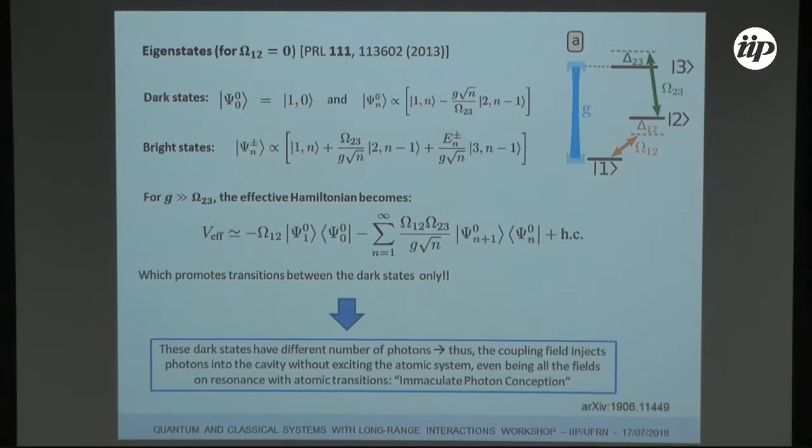Another guy told me, well, but we can do this always, because if you drive a system off resonantly, we can also do this. But the difference here is we are always on resonance. All the fields are on resonance. And what is behind this process is a completely interference process due to the EIT interference. Of course, we can excite systems, we can inject photons, as in parametric down conversion, for example, we can generate photons in different frequencies. But in this case, we need an out of resonance process somehow. But here, all the fields are on resonance, and we still are injecting photons into the cavity.